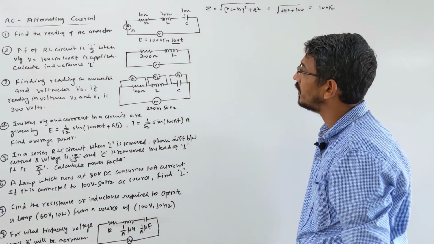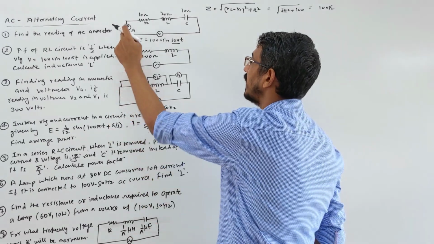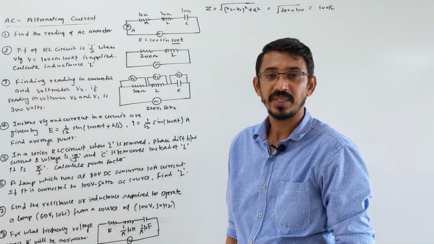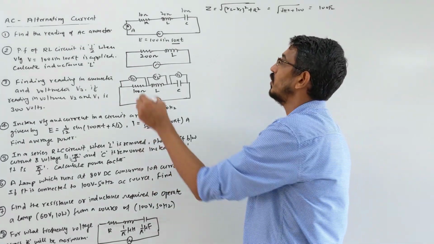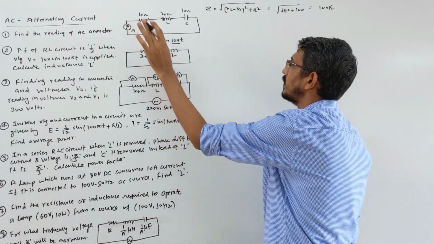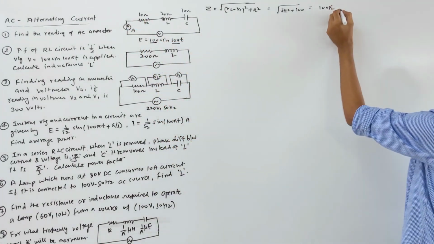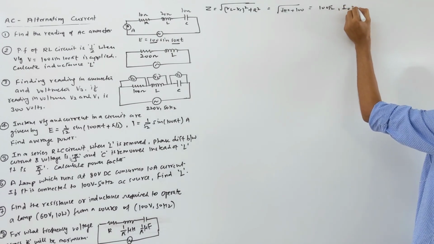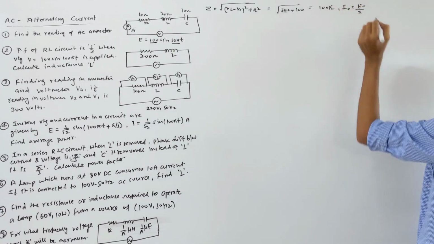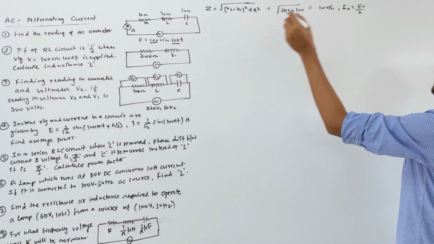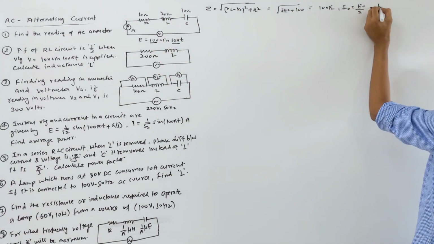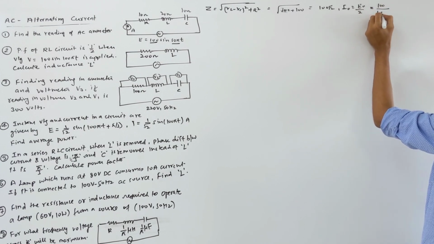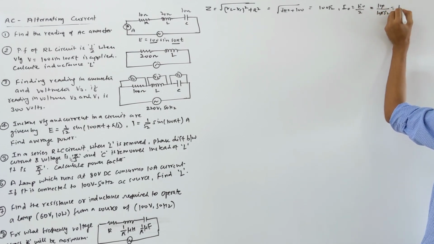Now watch carefully, they are asking the reading in the ammeter. What type of current does an AC ammeter read? It reads RMS current. First you can calculate the maximum current. What is maximum current? Maximum voltage by impedance. How much is the maximum voltage? You can see from the equation, the maximum voltage is 100. So 100 by 100 into root 2, which gives 1 by root 2.